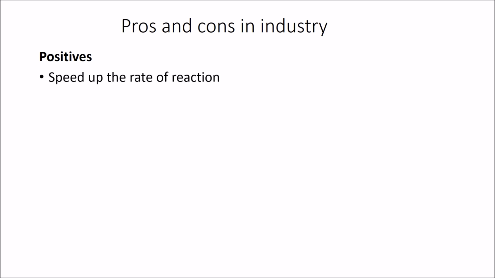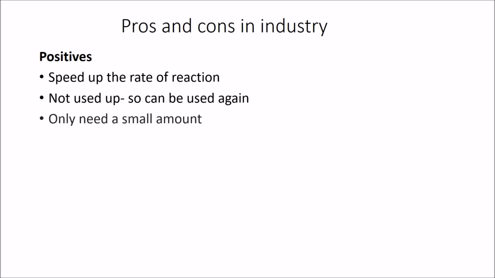So good things about using catalysts, reasons for using catalysts in industry, is that they speed up the rate of reaction. That means you are going to make more product quicker, which means you're going to make more money. They're not going to be used up, so that means you can use them again and again. So it's not going to be this additional expense that you have to keep replacing all of the time. You actually only need a small amount, especially if you powder it up and put it into pellets to increase the surface area. You don't need vast amounts of the transition metal.